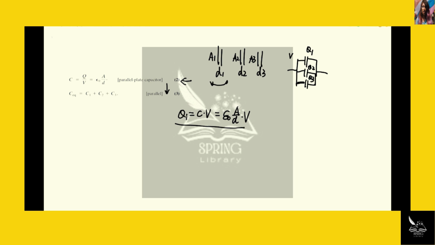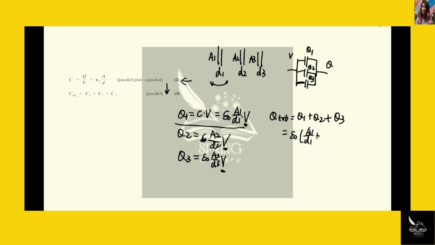So this equation for Q1 equals epsilon naught A1 over D1 times V. For Q2, epsilon naught A2 over D2 times V. And for Q3, it equals epsilon naught A3 over D3 times V. So they all share the same V. But then the total charge Q total equals Q1 plus Q2 plus Q3, which is epsilon naught times A1 over D1 plus A2 over D2 plus A3 over D3, and times V.